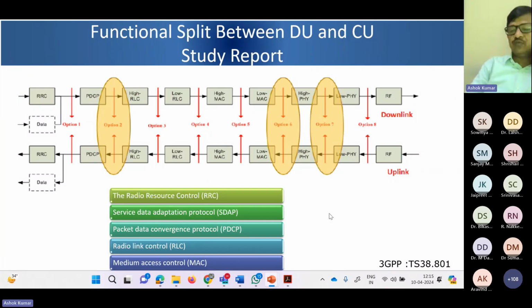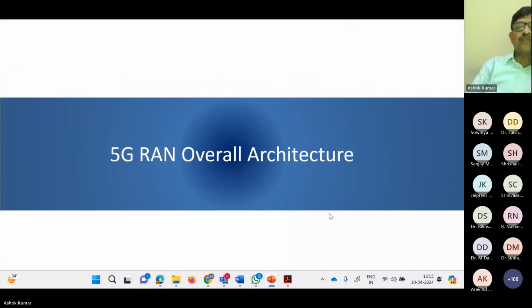Okay, let's move further. Now let's look at the overall architecture of 5G RAN, which was given by 3GPP. And then we'll discuss what the O-RAN Alliance or other organizations are talking about to make it an open RAN.